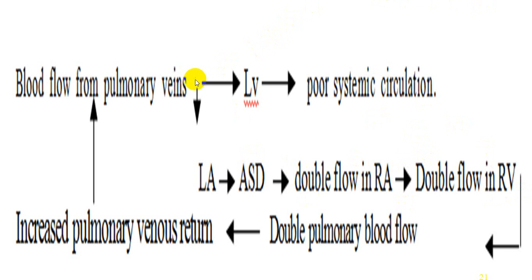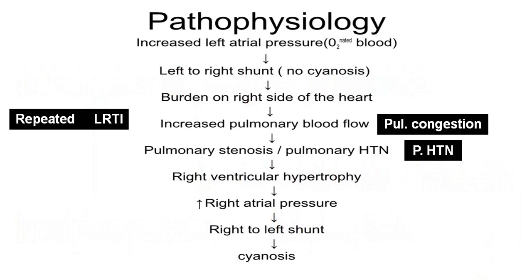But as more blood is going to the right side, LV input is less. There will be decreased cardiac output. So in spite of LA receiving more blood, still blood going to LV will be less, and there will be decreased cardiac output.